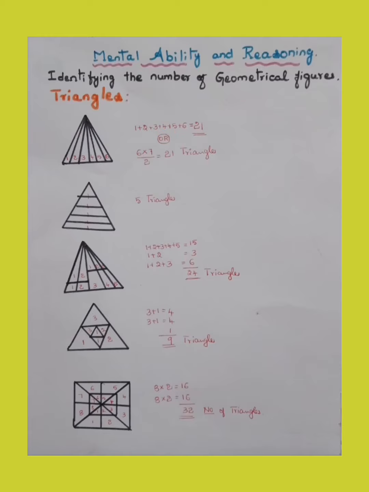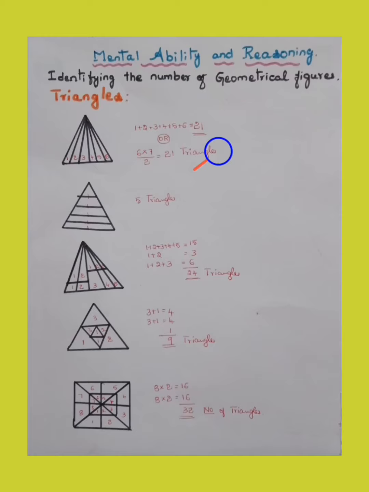Okay. There is another method. If only plain figures like this are given, we can take the highest number, here 6, and multiply it with the next number: 6 into 7 divided by 2. That gives us the same answer: 21 triangles in this figure. If we sit and calculate 1, 2, 3, 4, 5, it's difficult to find the number of triangles here.